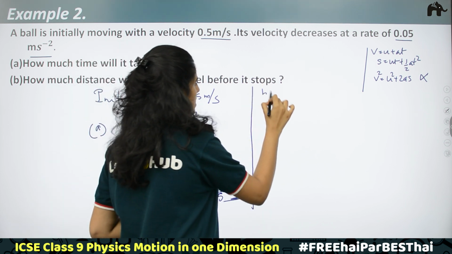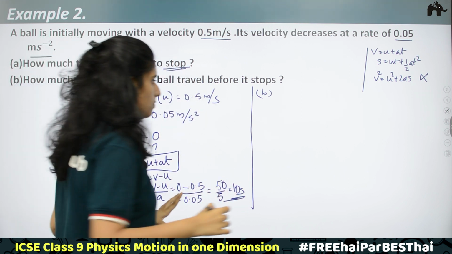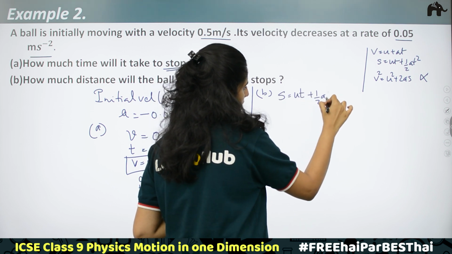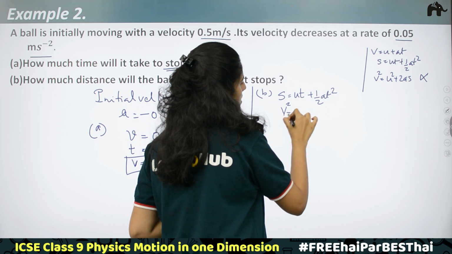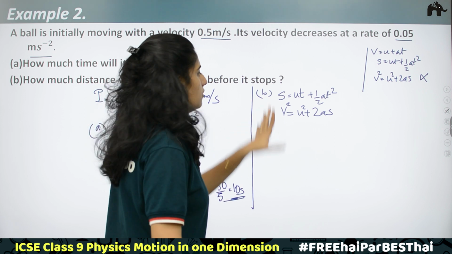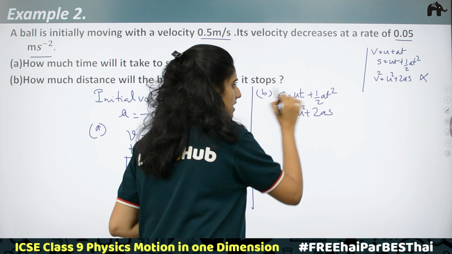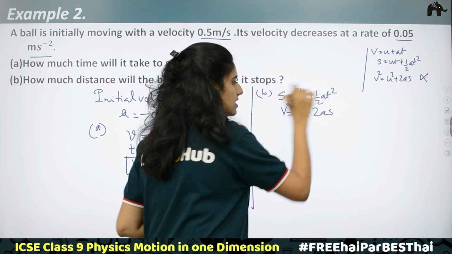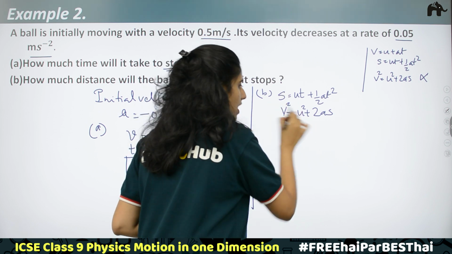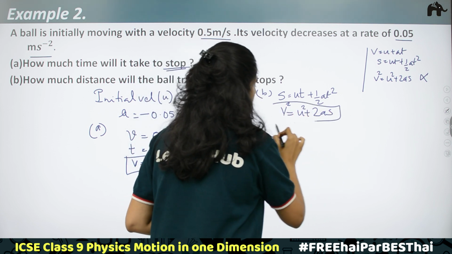Now the B part of the question, we have to find how much distance the ball will travel before it stops. To find distance, we have s is equal to ut plus half at square as the first formula. Then v square is equal to u square plus 2as. Either of these formulas can be taken. If you take the first, you have the value of initial velocity, but time is not known. When you consider the second equation, we know the value of v, we know the value of u, and we know the value of a. So now I am going to take the second equation.